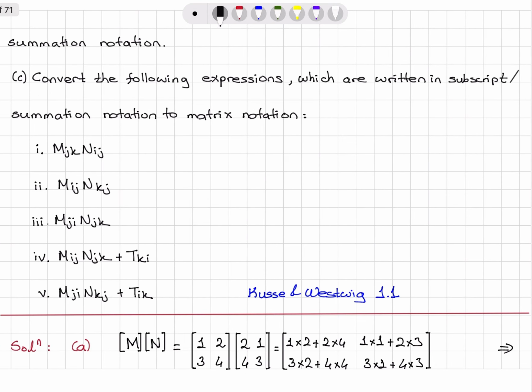Okay, let's move on to the fourth one. Mij Njk plus Tki.